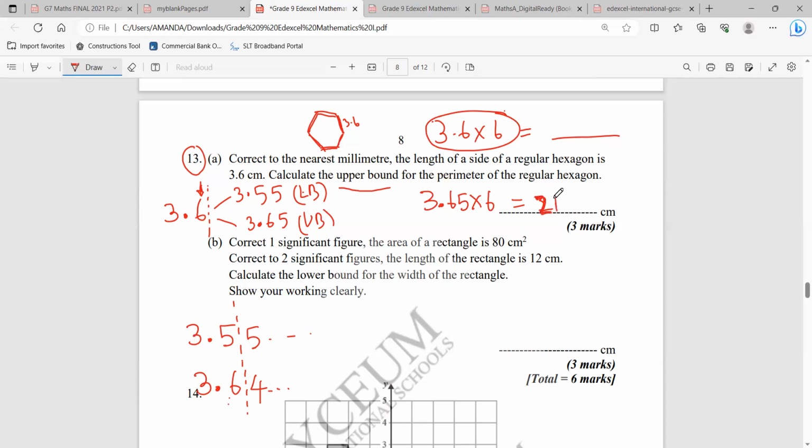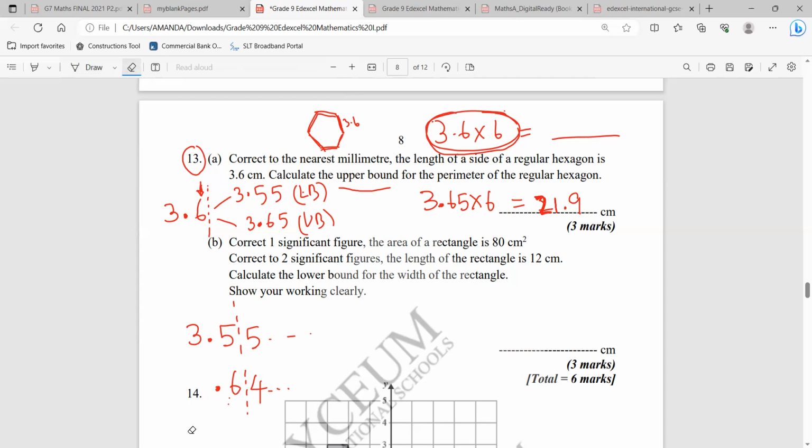Yeah, this is 21.9 centimeters. Calculate the upper bound for the perimeter. So we did not take the lower figure; we took the upper bound. That's the upper bound. So the perimeter of this hexagon is always below 21.9. That's the highest it can go. It has to be lower than this. Okay, that part is done.